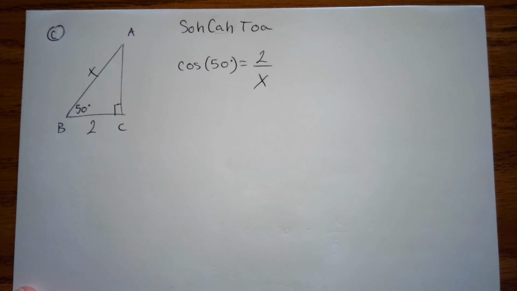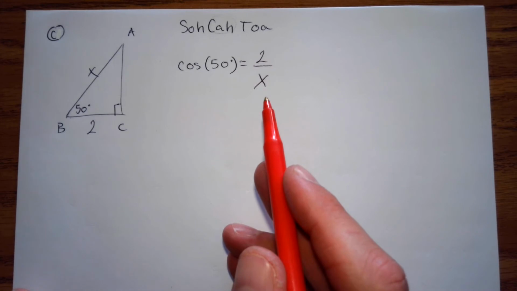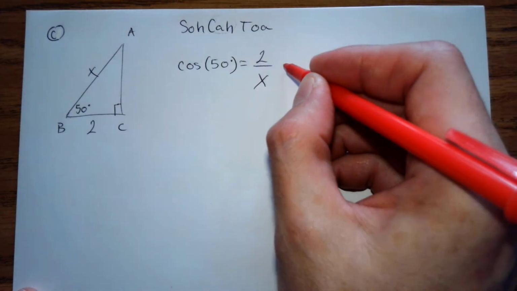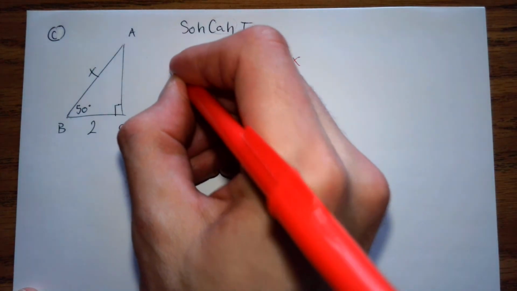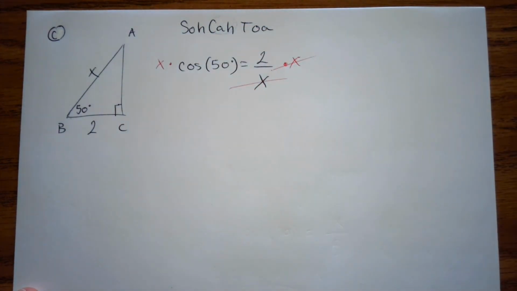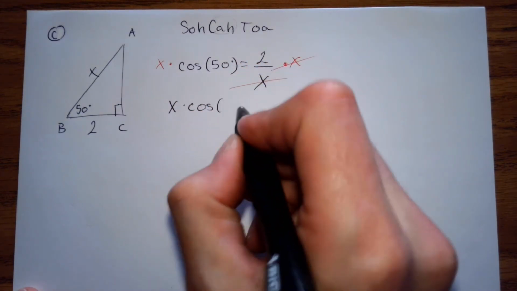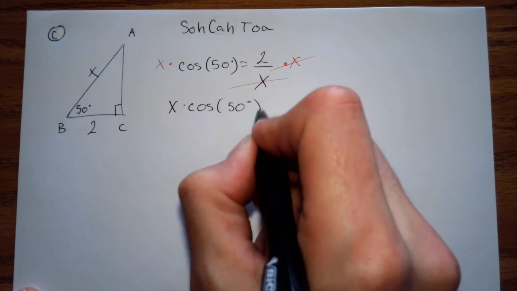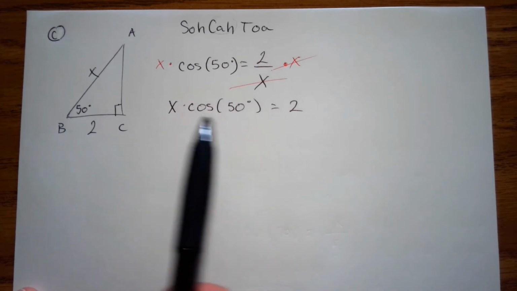But when you solve, x is in the bottom. So to get x in the top, this is the long way to do it. You multiply by x on both sides. And so we get x times cosine of 50 degrees equals 2. And then to get x by itself, we divide by this thing.